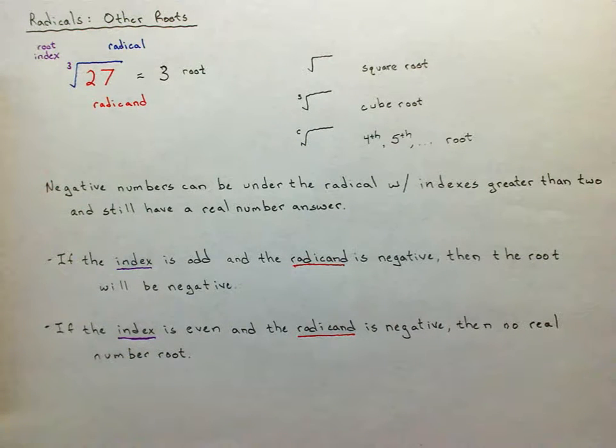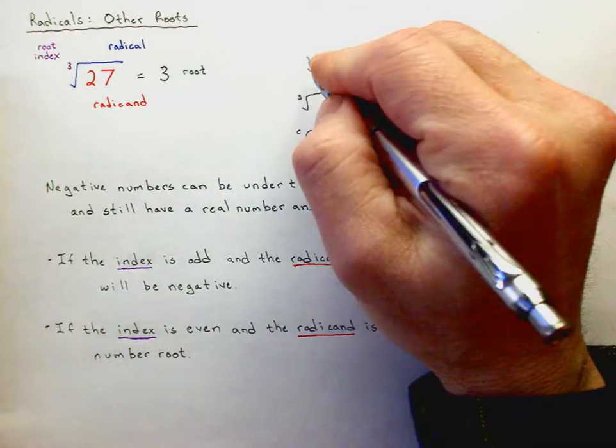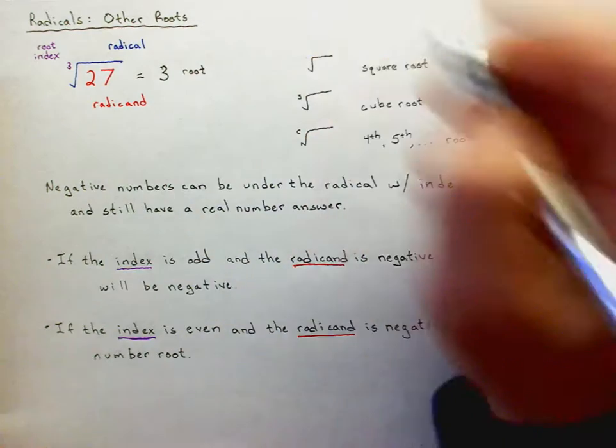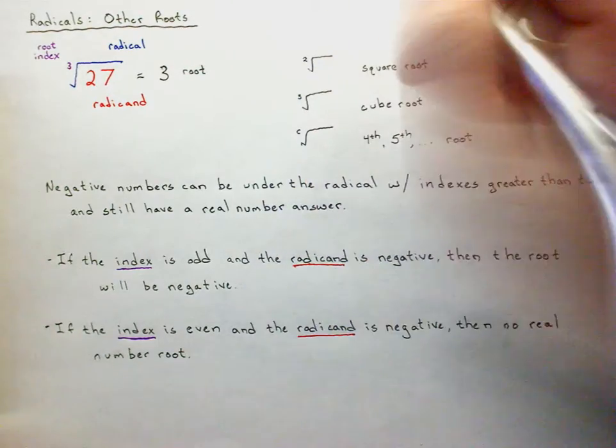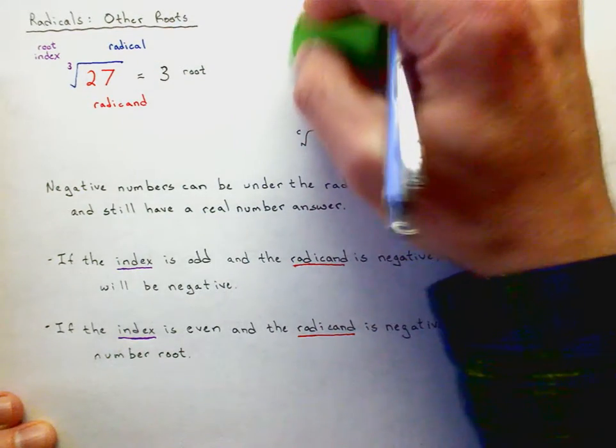Hey everybody, looking at radicals and other roots. Previously we spoke of square roots. And with the square root symbol, it is an understood 2 that is written there. Okay, it's an understood 2, but we just do not write it. Leave it blank.